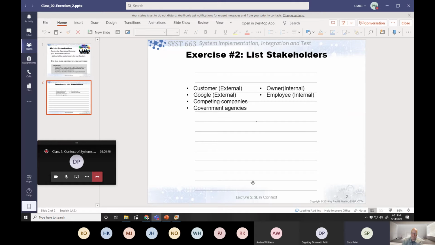Yeah, so our basic stakeholders are the external ones and the internal ones. The internal ones are going to be the owner of the pomegranates, the employees of the pomegranates, and the external ones are going to be the customers, the Google, which is going to be the input for the translators, our competing companies, and the government agencies. That's what we could have figured out at this point.